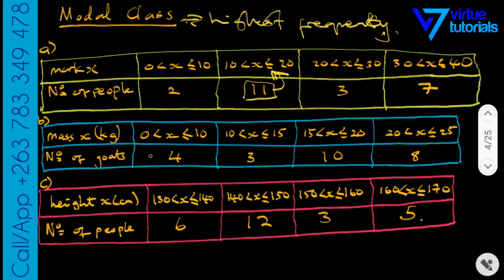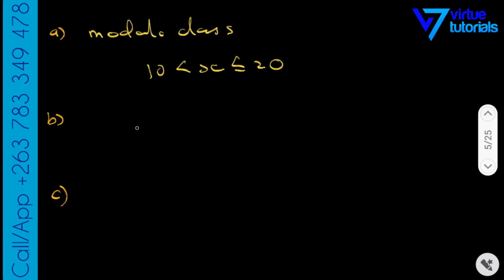If we go to the second table, we've got your classes again, 0 to 10, 10 to 15, 15 to 20, 20 to 25. You've got your frequencies 4, 3, 10, 8. Now, the highest frequency is 10, and it belongs to that class, 15 to 20. So our modal class for that second one is going to be 15 to 20.